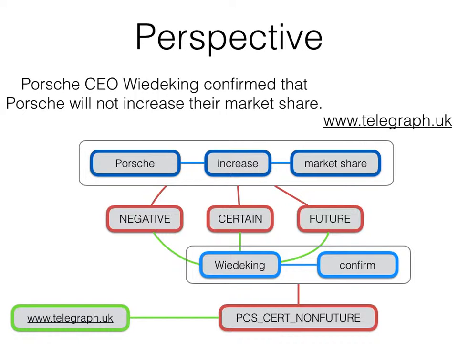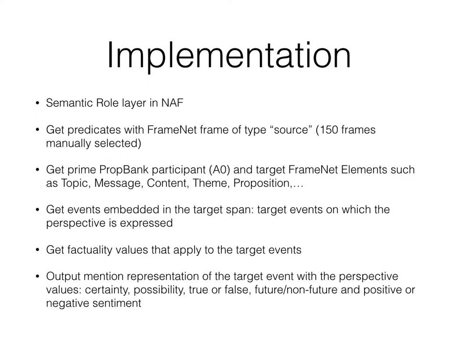However, the confirmation is reported by the Telegraph, and this is attributed to them, where they are certain and state that this has happened. We can say that the source Wiedeking is explicitly embedded in the text, whereas the source, the Telegraph, is implicit and counts as the default. We then implemented a function to derive those perspectives for both the embedded and implicit sources.